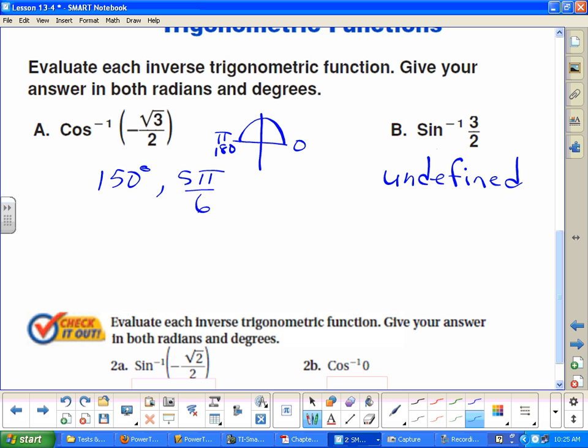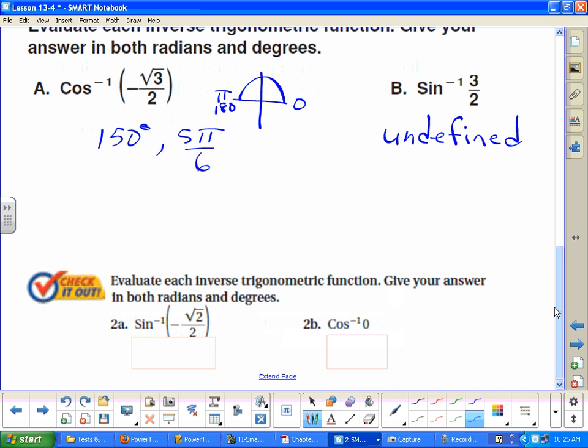Okay? There's no solution to that. But your calculator will actually, if it is defined, your calculator will find it. If it's not defined, it won't. Okay? So do these two down here. First of all, try to use your unit circle to find them. Okay? And then check your answer with your calculator.